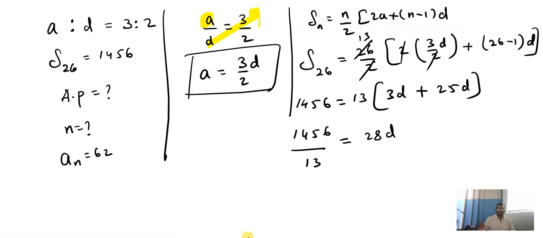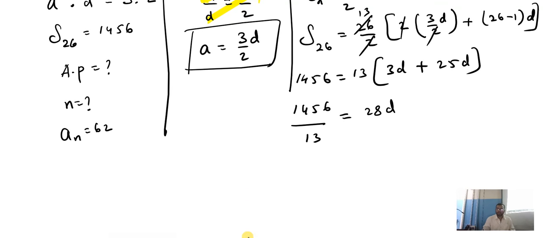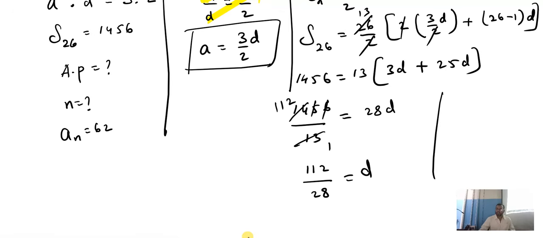28D. Now, can we cancel this term? Yes, sir. 13 ones are 13. 13 ones are 13. Remainder 1. 15. 13 ones are 13. Remainder 2. 13 twos are 26. 112. Now, 112 divided by 28 is equal to D. Again, this 28 will come down. Am I right? Yes. Now, whenever you get this type of calculation, do this calculation separately.